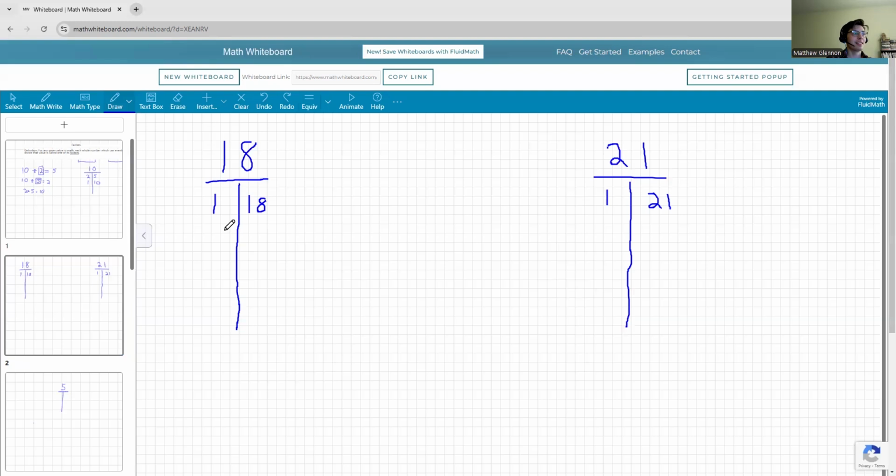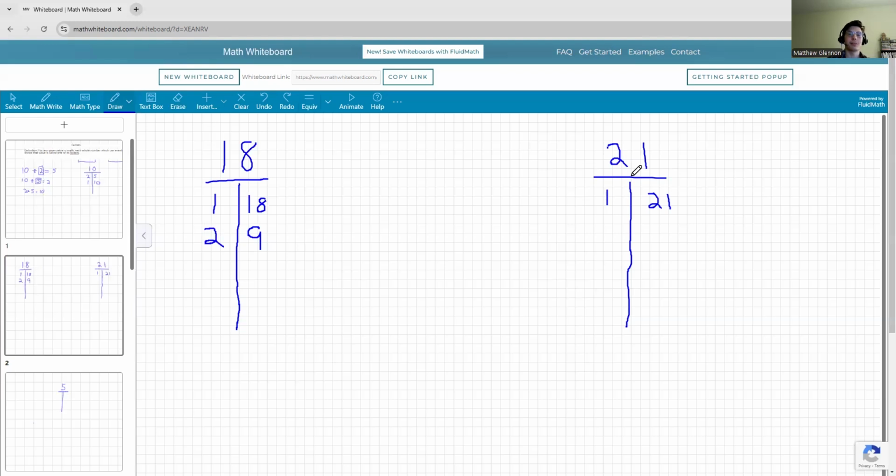Now, with that said, let's work up. First, let's see if either of these are divisible by 2. We know 18's even, so it has to be. And if we did the math, we would know that 2 multiplied by 9 gives us 18. Now over here, 21 is an odd number, which means 2 is not one of its factors.